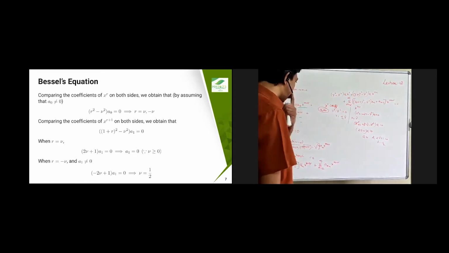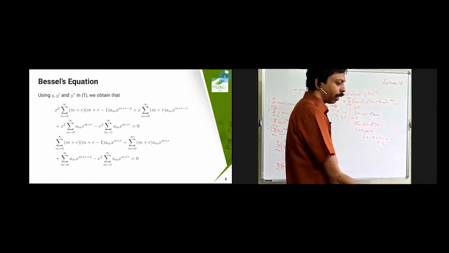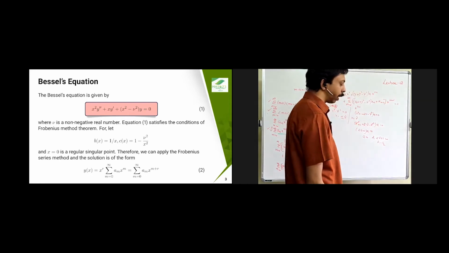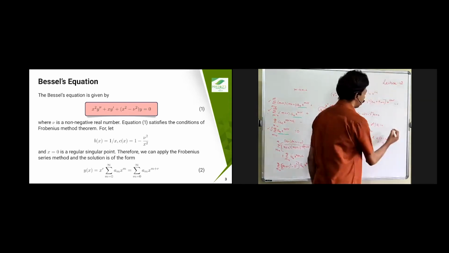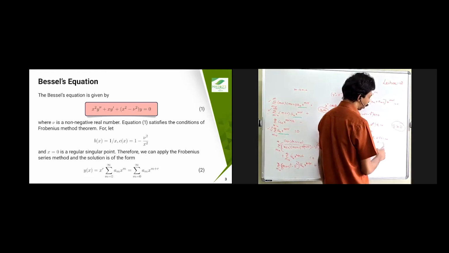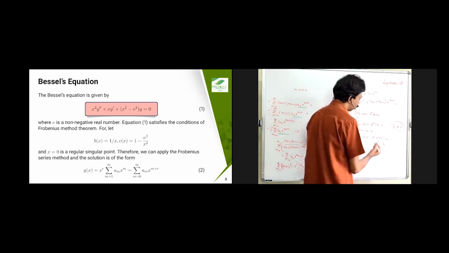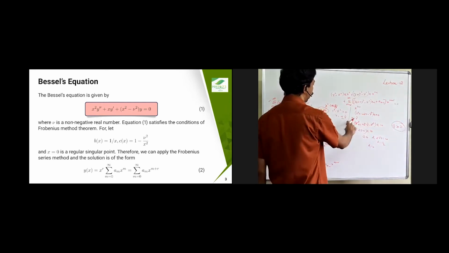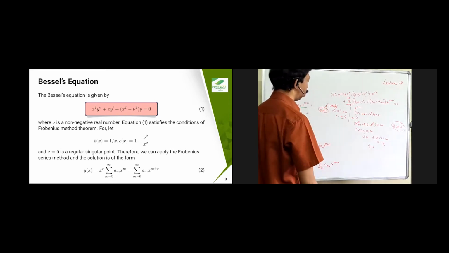But if you remember, in the first slide or second slide, we mentioned that u is a non-negative real number. Therefore, u is greater than or equal to 0. But here u is minus 1 by 2. So therefore, this is not going to be the case. So the only possibility is that a1 equal to 0. So when r equal to u, a1 is going to become 0.